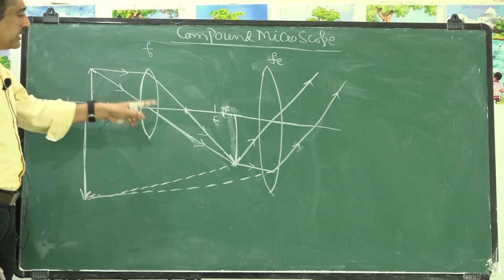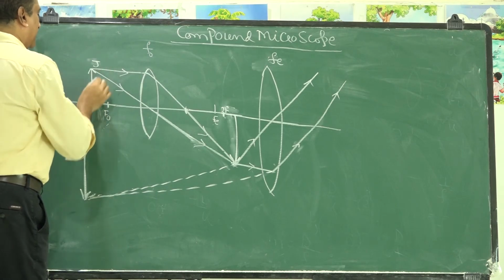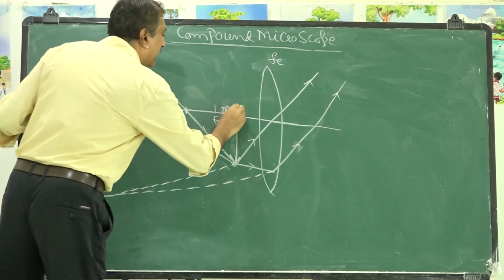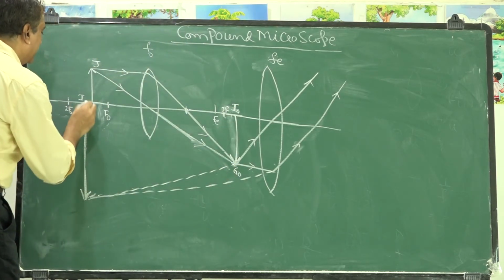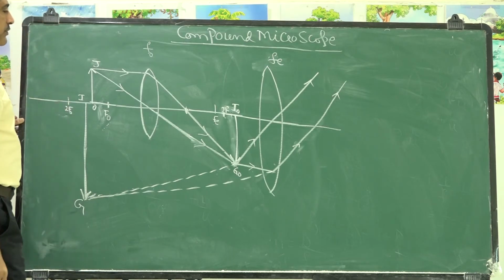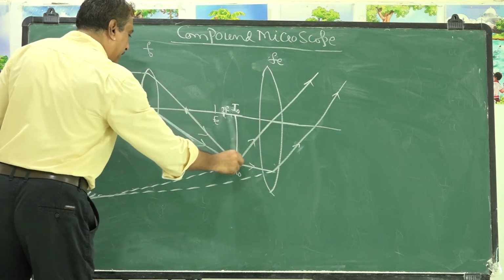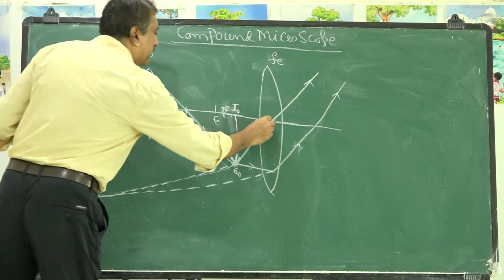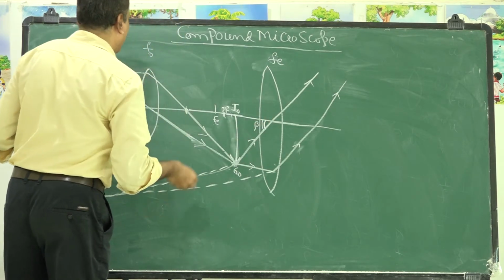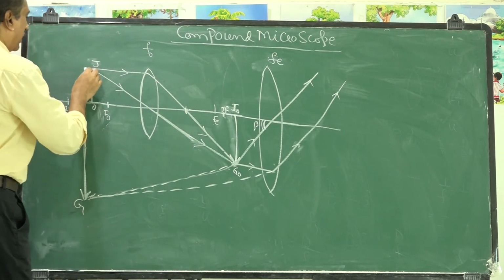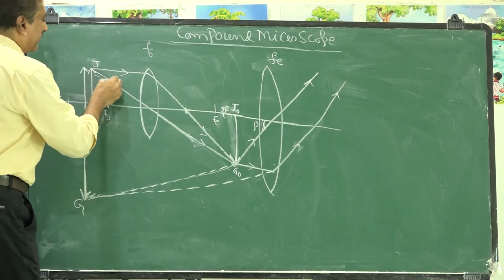Okay. Now in this case also, the objective forms an image I0 G0, and the final image is IG. Now the angle subtended by this line is considered as beta. Now we have to imagine the object at this position only. Now we consider like this.